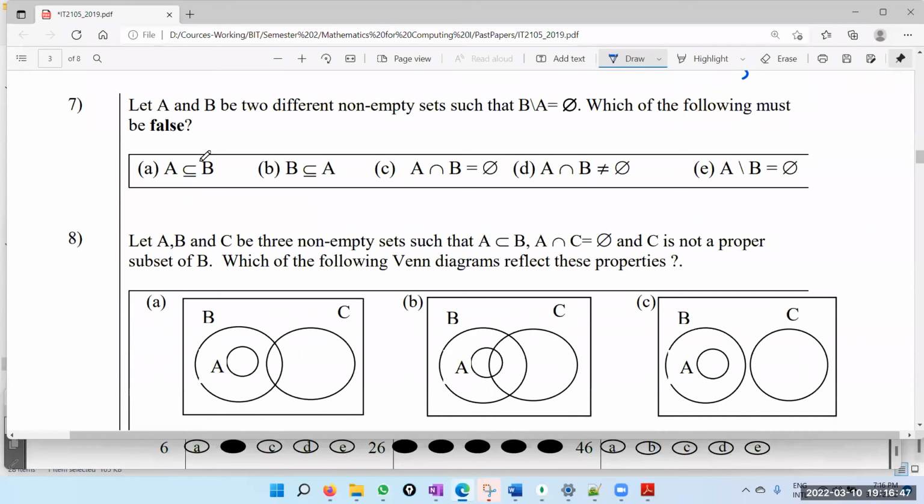Let A and B be two different non-empty sets such that B minus A equal 5. Which of the following must be false? Right. So you have to be very careful about these terms.